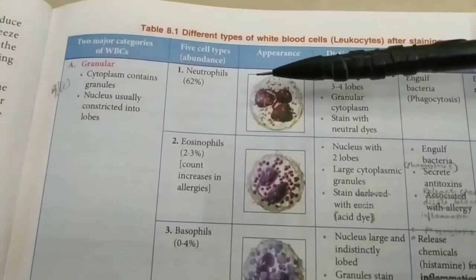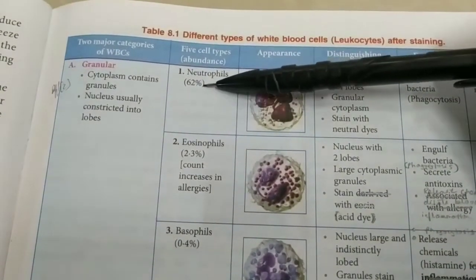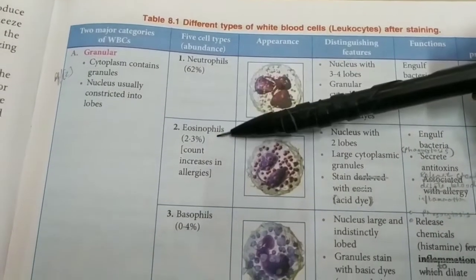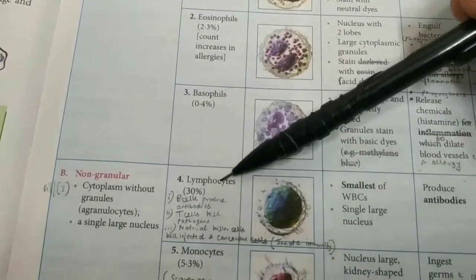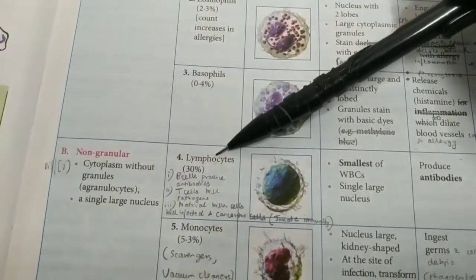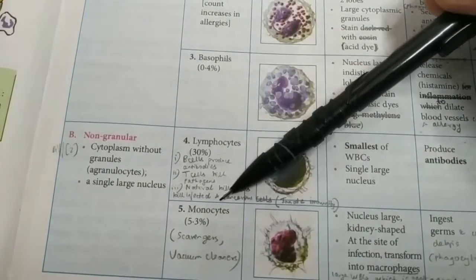As you can see, out of all the WBCs in the body, 62% is of the neutrophil type. Eosinophils and basophils are very rare in the blood. Lymphocytes, 30%, that's the second most abundant type of WBC, and I would say the most important. Monocytes are also important in their own way.